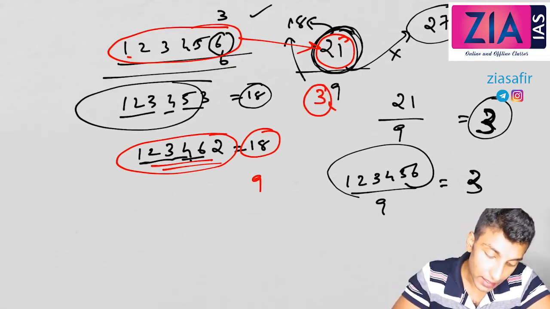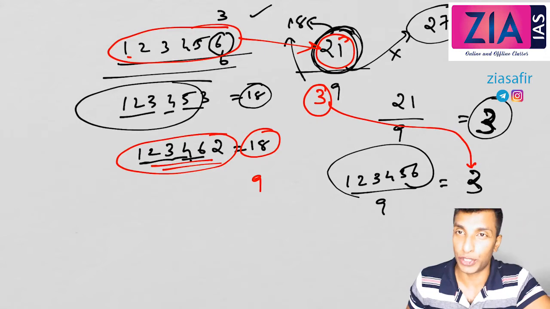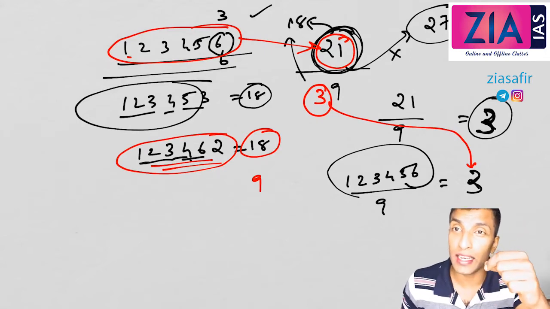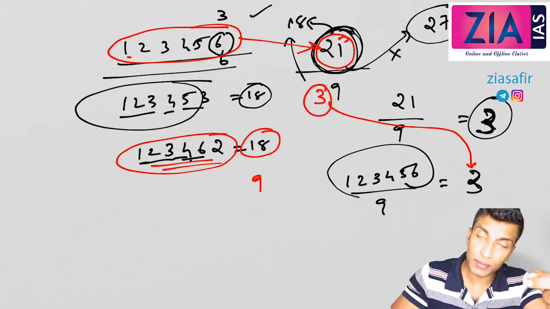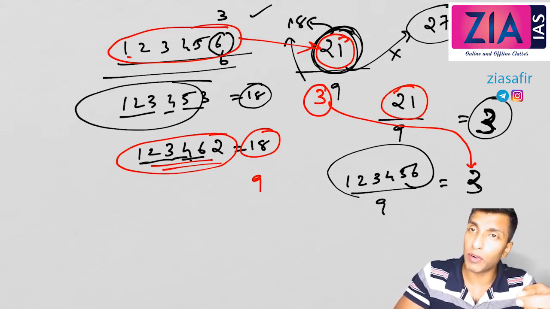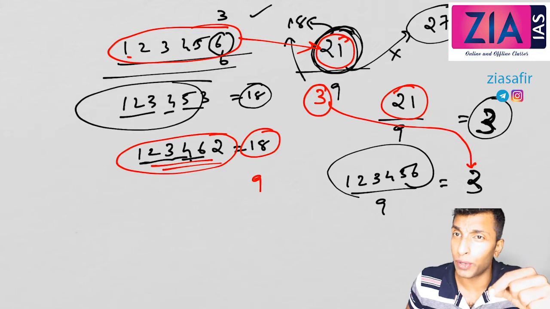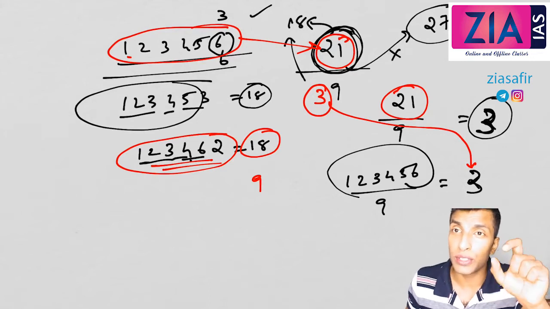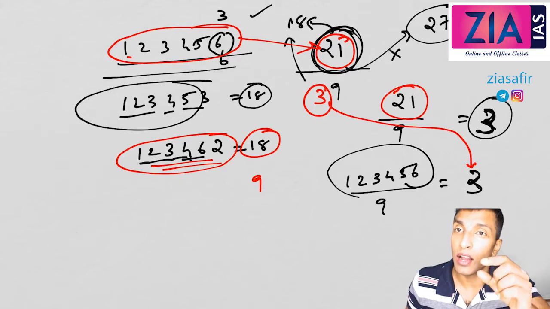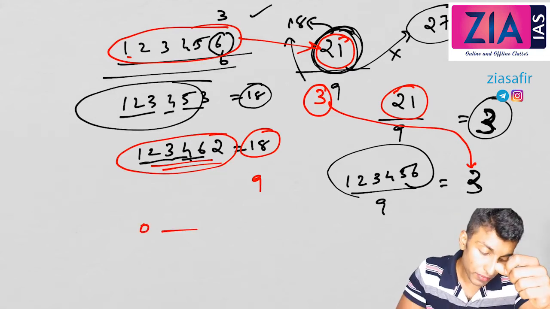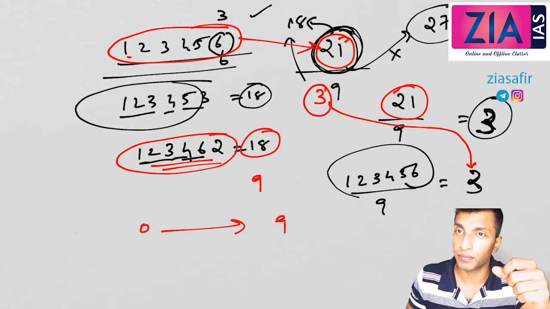What is this 3? This 3 is actually the remainder which you got. So what I'm saying is, in case of 9, you can take the sum of digits. Here what you did was take the sum of digits and divide it by 9 to get the remainder. But what I'm saying now is, take the sum of digits and keep on doing this till you get a single digit. The possibilities of single digits are from 0 to 9.